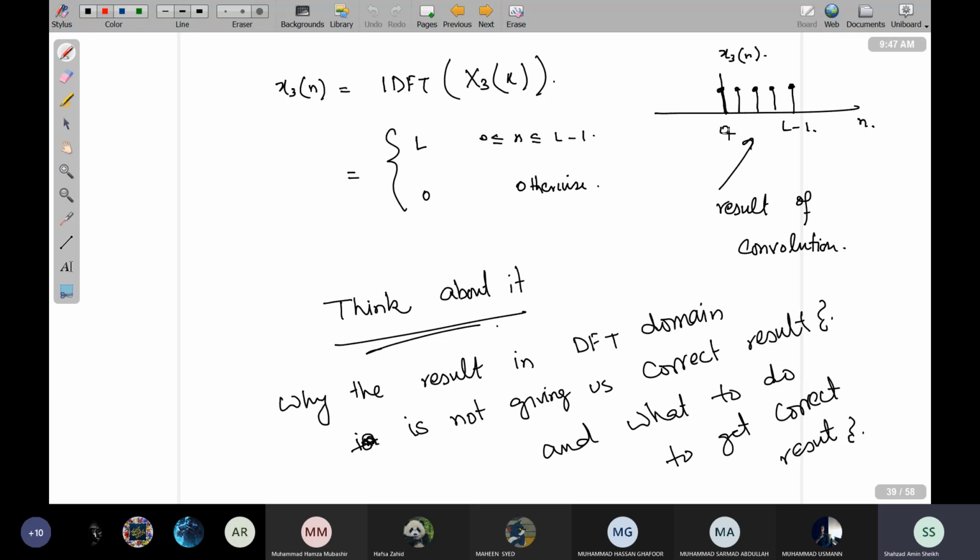Was this the result you were expecting? Meritaba, your comments are required. No sir, instead of L there should have been amplitude 1.